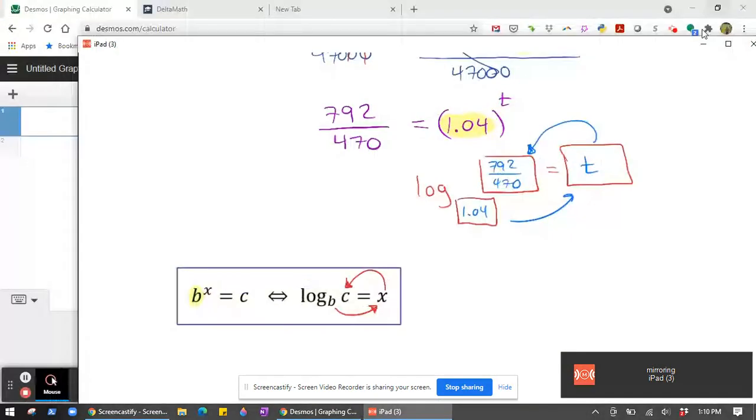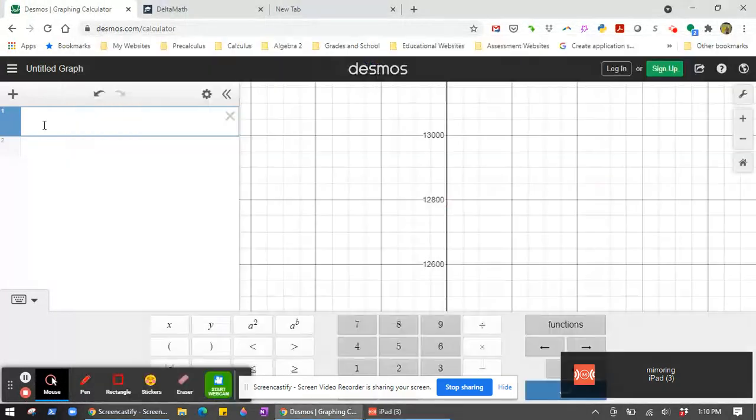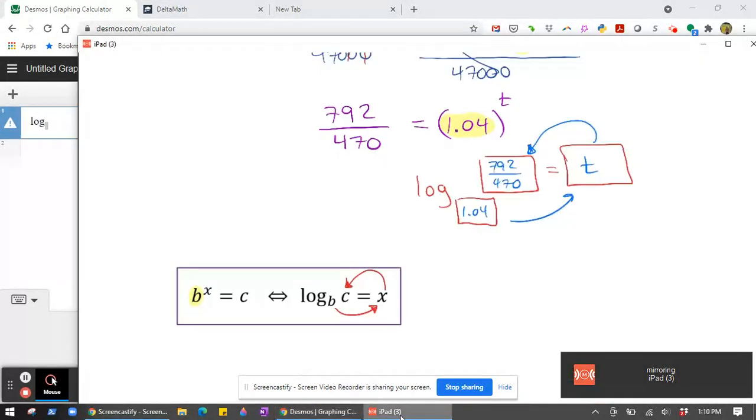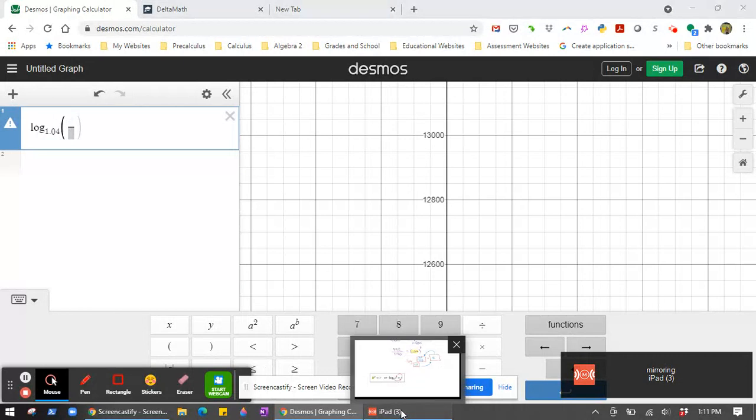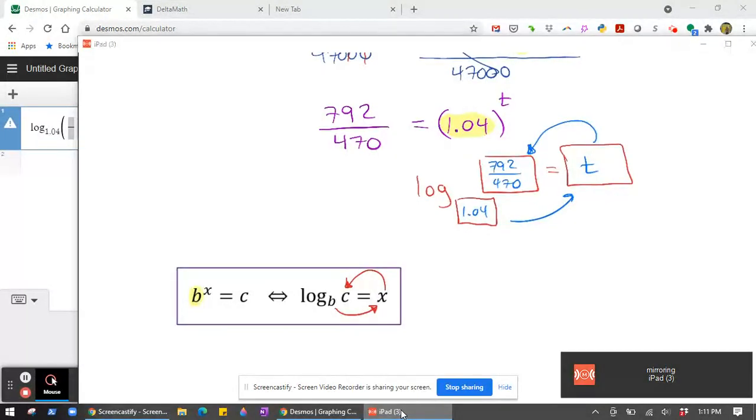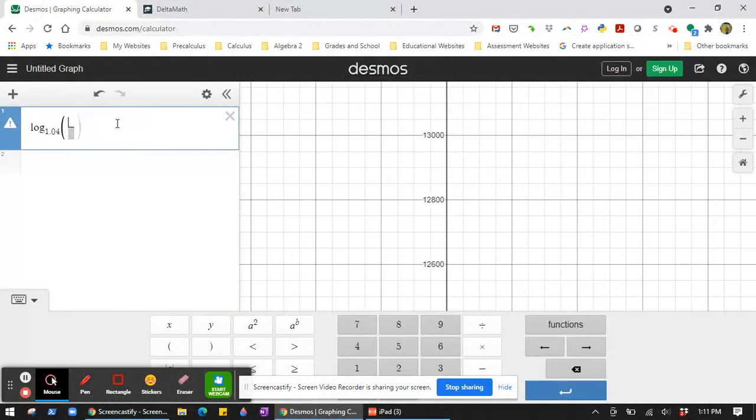So let's do that. So over here, I'm going to type the word log. I'm in Desmos. I'm going to hold shift and the underscore to get a base. I'm going to write 1.04. I'm going to make the cursor go up. I'm going to put some parentheses and a fraction bar. And now I've got a fraction, so I can write 792 over 470.